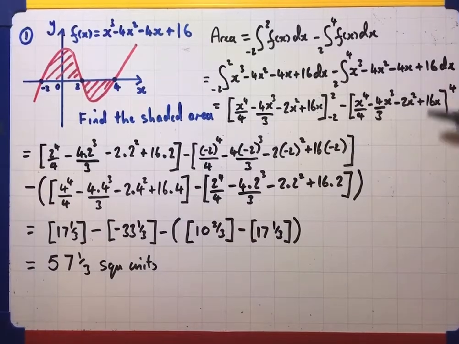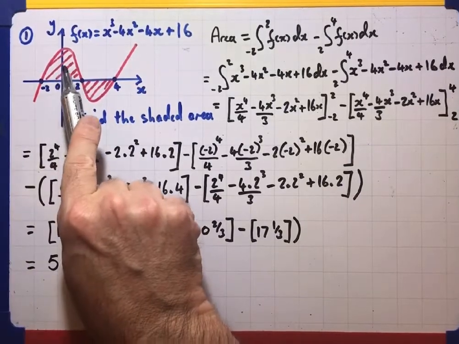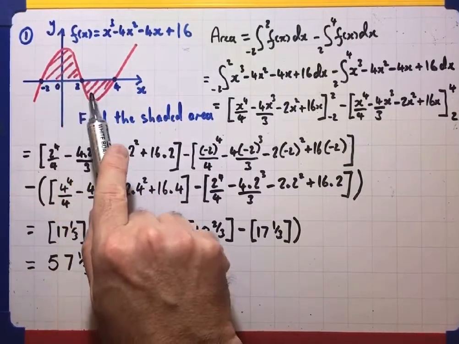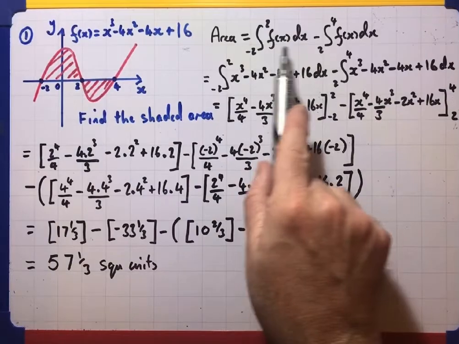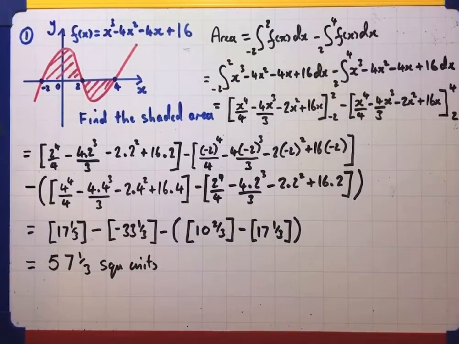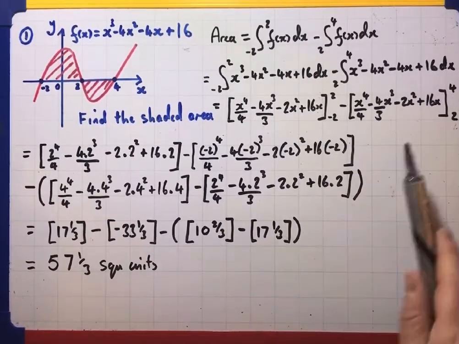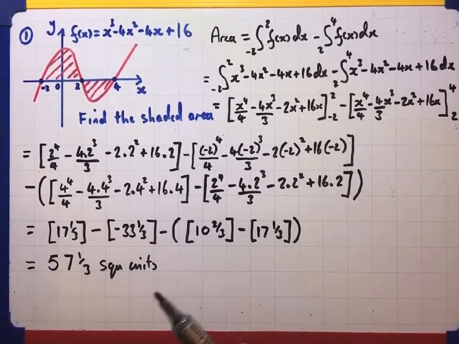Okay, looks horrendous, but it's not that bad when you do it one step at a time. Remember, it's the bit above the axis, take away the bit below the axis, which is what we put down there. Integrate them, put in the limits, and work it out. If it's a complicated one like this, you're going to be able to use a calculator. So that's our first example.